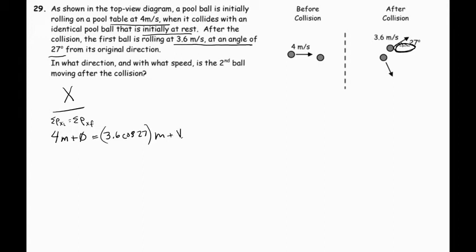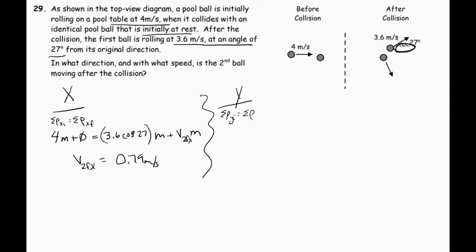plus V2 final m. Because remember, it's all identical mass. So we end up getting that our V2 final in our x direction, because this is specific to our x direction, is equal to 0.79 meters per second.